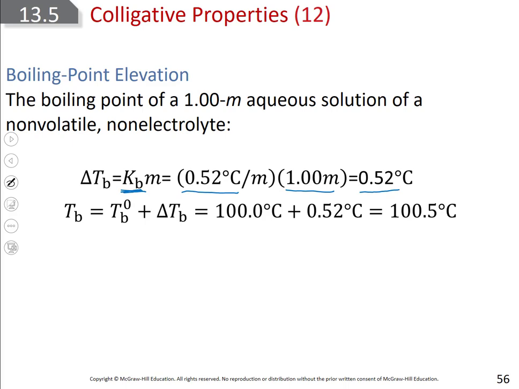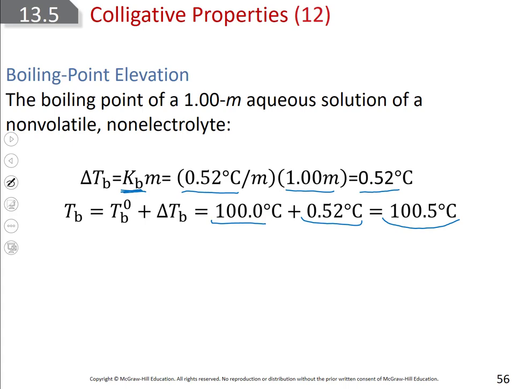Now to find what the new boiling point is, because it's boiling point elevation, we're going to add that change to your original boiling point. So original boiling point of water is 100 degrees Celsius. Add how much it changed, and here's our new boiling point, 100.5 degrees Celsius. So this is not going to be a drastic change, not unless you greatly, greatly increase the concentration. So moderate concentrations are not going to have a drastic change.